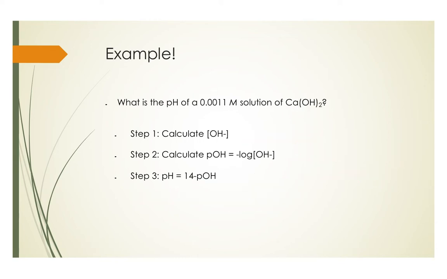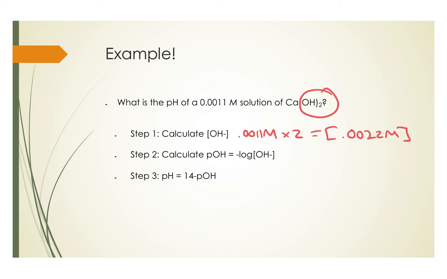Let's do one more. What is the pH of a 0.0011 molar solution of calcium hydroxide? In this case, we get two hydroxides out of every single one. So it's going to be 0.0011 molar times 2. So the concentration is 0.0022 molar.